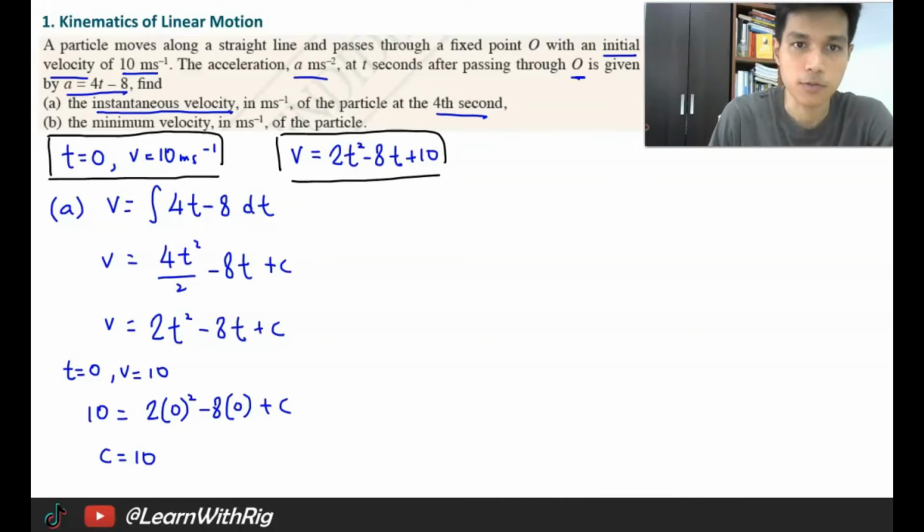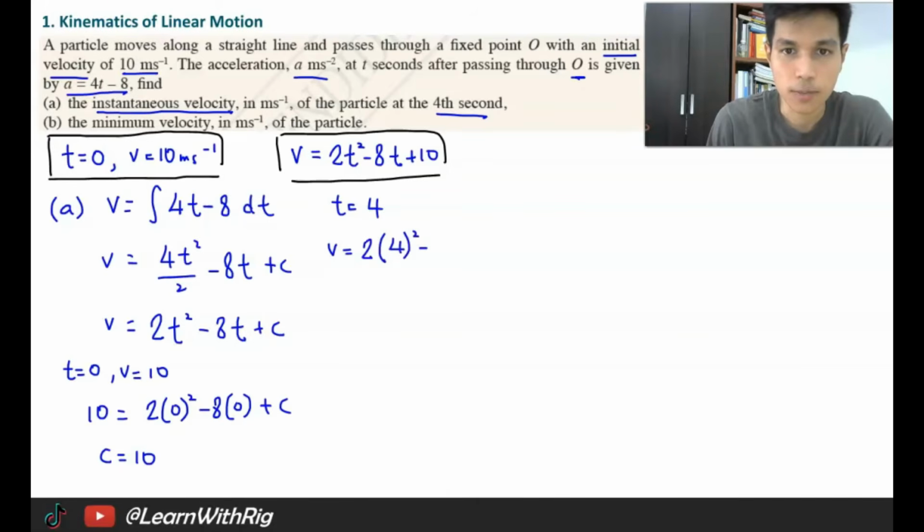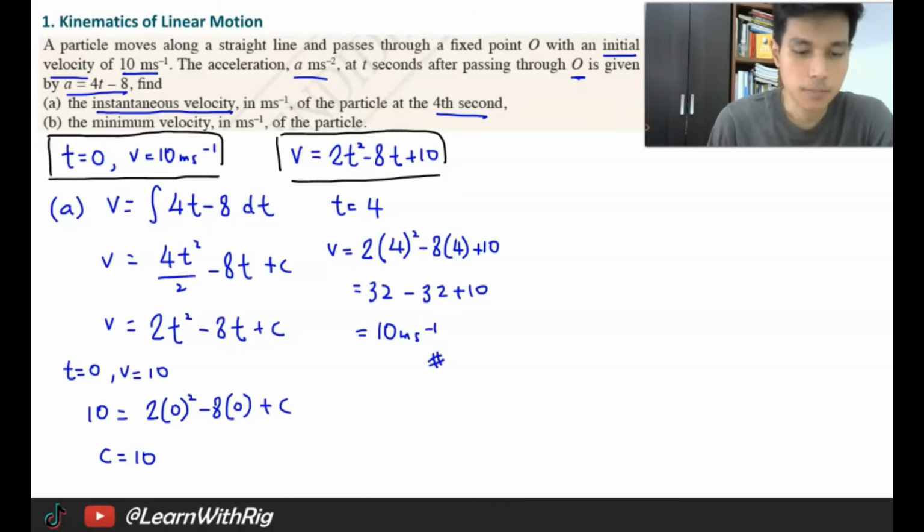Okay, a is already given to you. Acceleration function is given to you. So they ask for instantaneous velocity when the particle is at the 4th second. So t is equal to 4. You just substitute into the function. 4 square minus 8 times 4 plus 10. 16 times 2, 32, minus 32 plus 10. So the answer is 10 meter per second. Yep, correct. 10 meter per second.